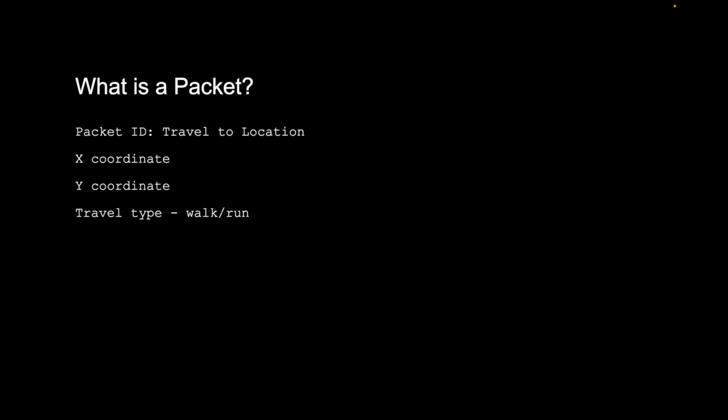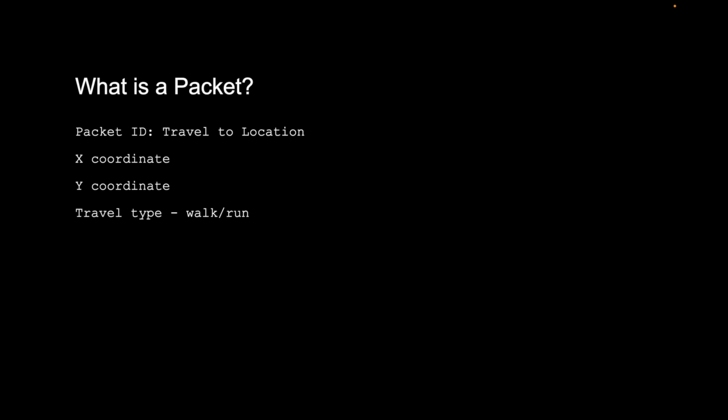So let's say in an online game you want to travel to a specific location. You'd send some data to the server indicating your desire to do so. The first part of the data you send is the packet ID, which is where you say, I want to travel to that location. You then send the X and Y coordinates identifying where you want to go, and maybe some additional information like whether you want to walk or run to that location.